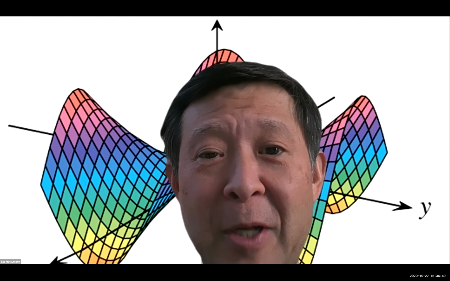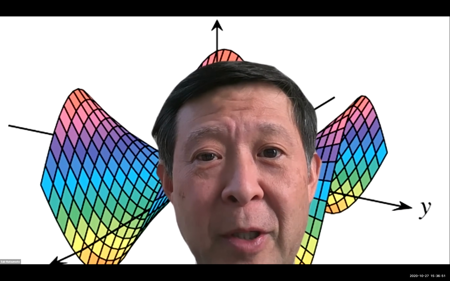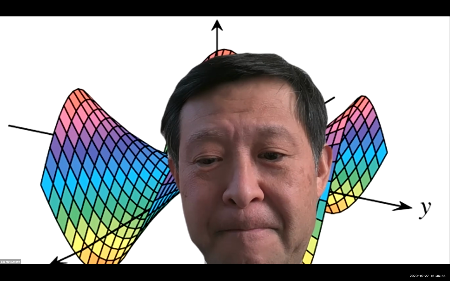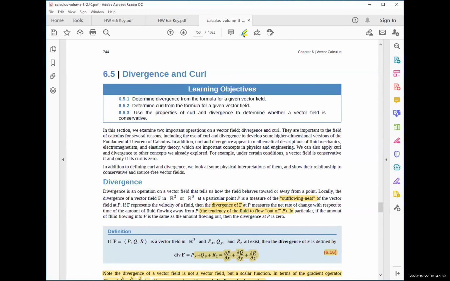Now, before I share my notes, I want to share a part of the textbook and we'll make some comments. All right, so let's get started. This is page 744 of our textbook by OpenStax.